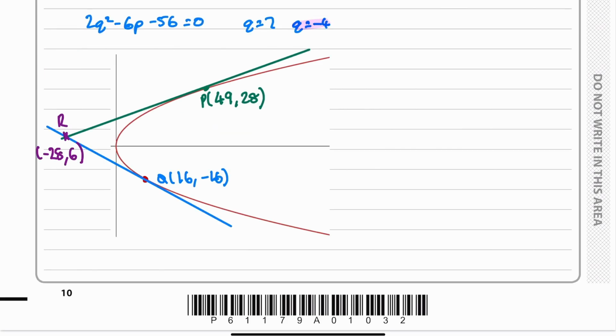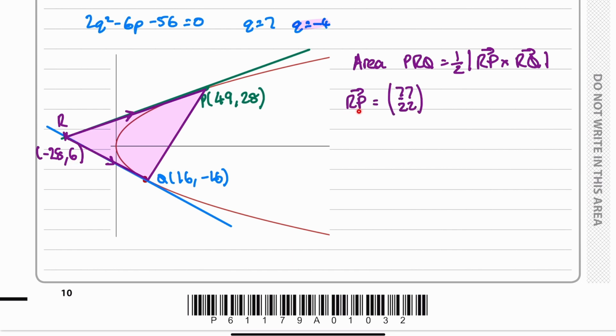And now we need to find the area of triangle RPQ. Well, we can find this using the cross product of vectors. We know the area of PRQ will be 1/2 of RP crossed with RQ. We can work out RP as 49 take away the negative 28 and 28 take away the 6. So RP will be the column vector 77, 22. For RQ, we'll have 16 take away the negative 28 and the negative 16 take away the 6. Then this will be the column vector 44 and negative 22.